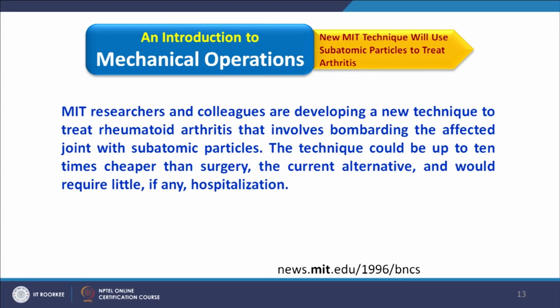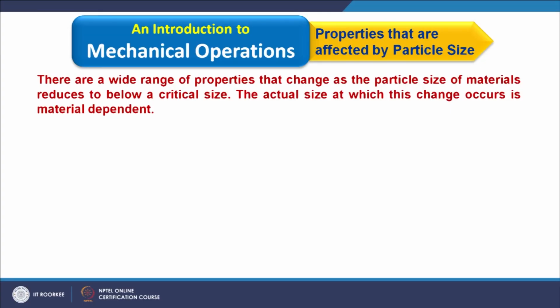Further, I am having the properties that are affected by the particle size, which I discussed in the beginning, that when we have different particle sizes, the properties of the material change significantly. Now what are the properties that change? There is a wide range of properties that change as the particle size of a material reduces below a critical size, and that critical size depends on the material.